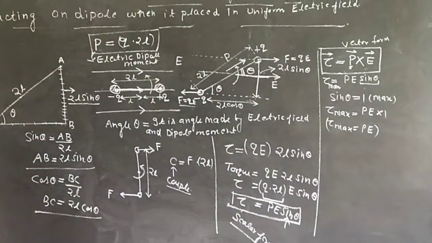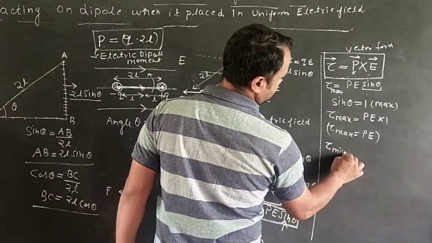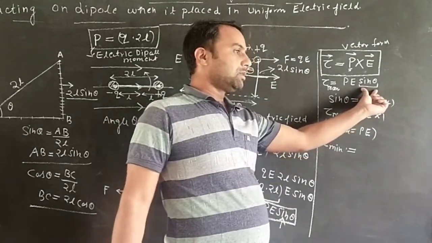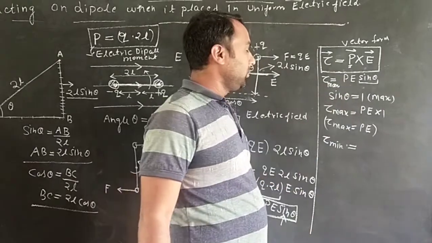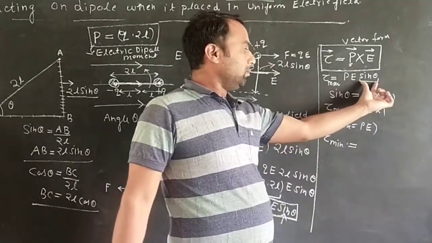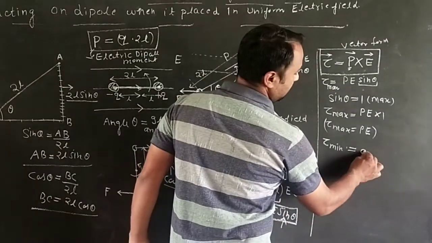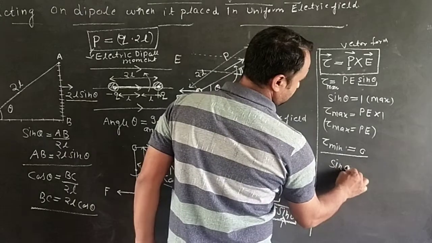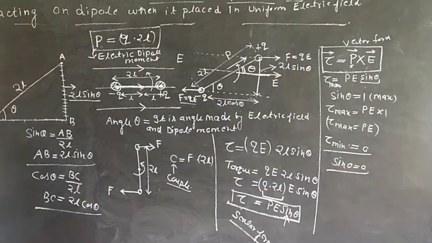What is the minimum value of the torque? Here we see that sin theta minimum is -1, but we only calculated the magnitude of the torque. So here the minimum value of the torque will be 0, when sin theta is equal to 0. So here we can write all of the results. We have to remember.